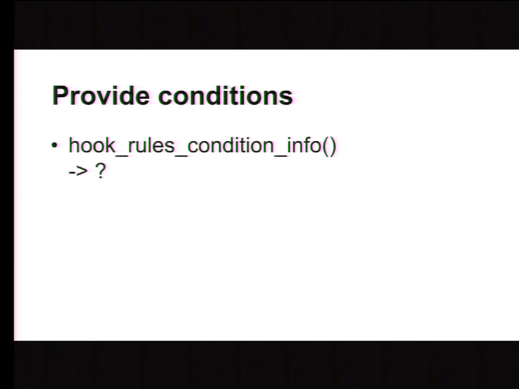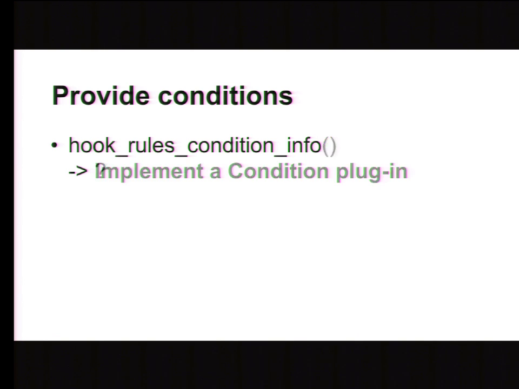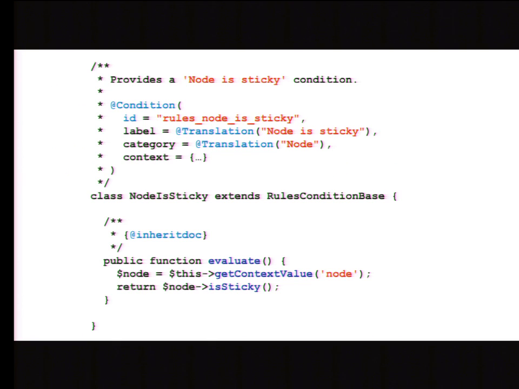So providing conditions, how do we do that? In Drupal 7, we had this hook rules condition info, and basically in there you had an array which would specify the name of the condition, what parameters it takes, and the callbacks which should be used. And the replacement for that in Drupal 8 is implementing a condition plugin. Let's look at the code, how that looks.